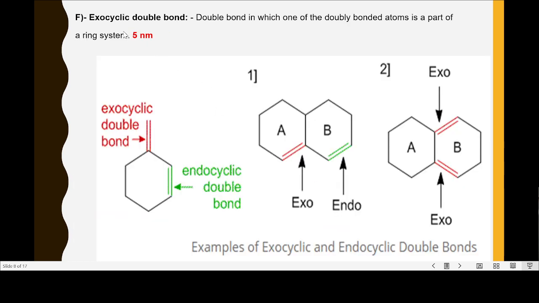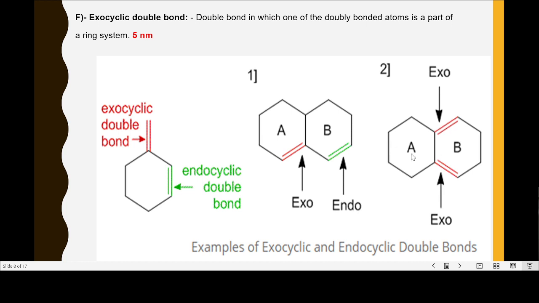Coming to the last rule, that is exocyclic or endocyclic double bond. Look at this first example. 2 rings are there, A and B, and it is a heteroannular diene. For this A ring, there is no double bond outside ring A. But for B, there is a double bond present outside B, that is an exocyclic double bond. Each exocyclic double bond carries 5 nanometer. Coming to the second example, 2 rings are there, A and B.